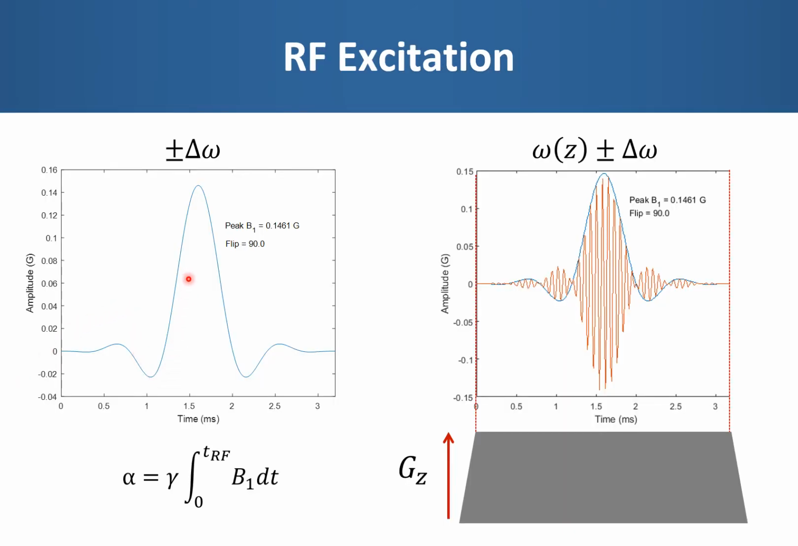This shows the RF excitation envelope, which dictates the slice thickness. And here we see that envelope mixed with the carrier frequency, which dictates the slice position. This RF pulse is played out in the presence of the slice select gradient to excite the spins at this desired location and with this desired thickness. The flip angle of the pulse is given by the time integral of the RF envelope.